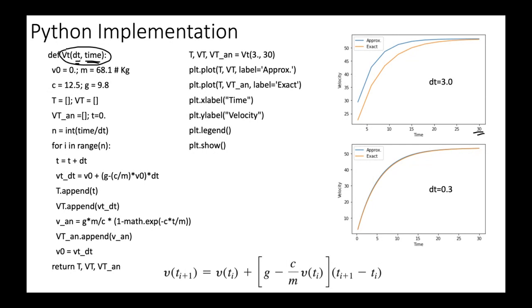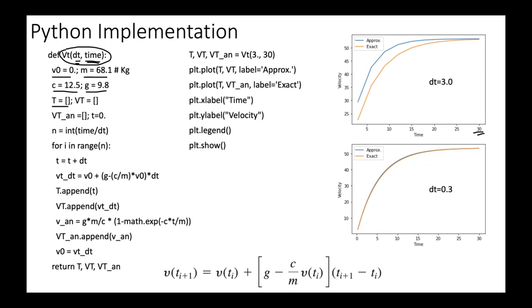Okay, so I make some definitions here. Initial velocity is 0 because this is a free fall. The mass I put it 68. I know that I put it 65 in the slide. You can change this. C I put 12.5 and G is 9.8. So all this is just defining numbers.